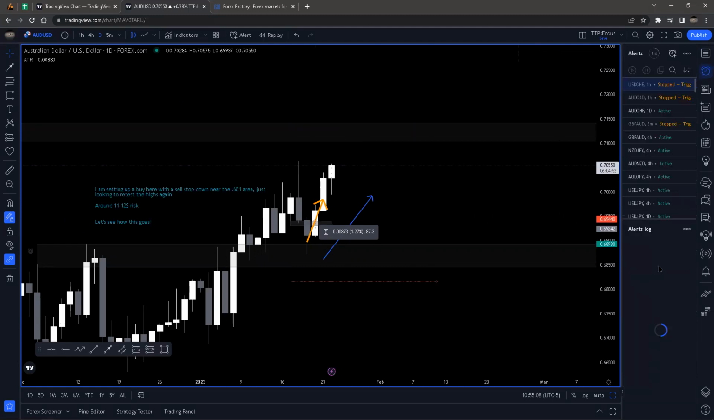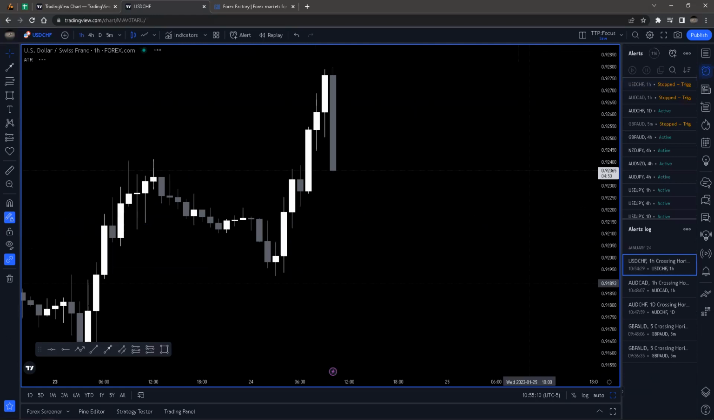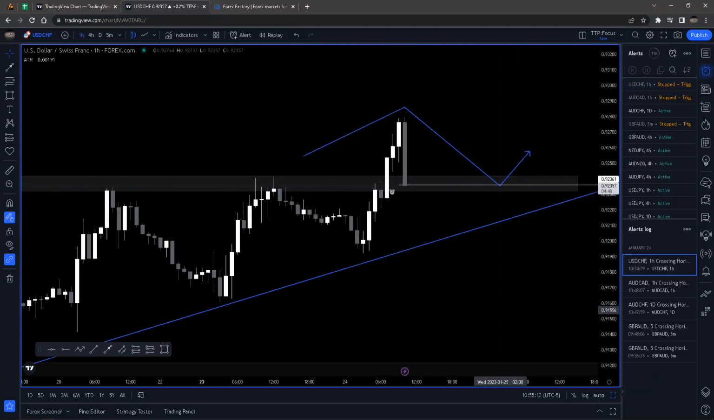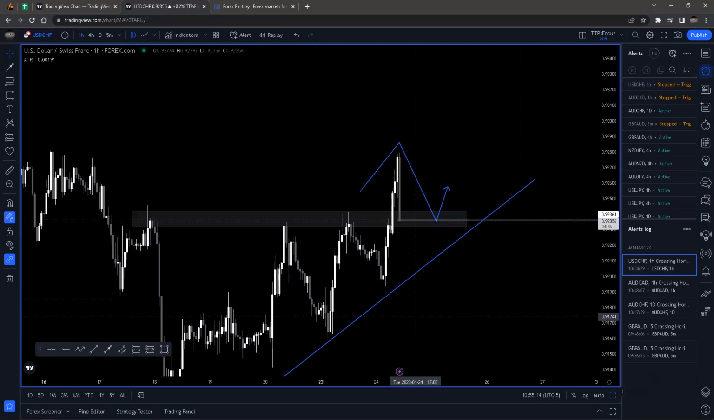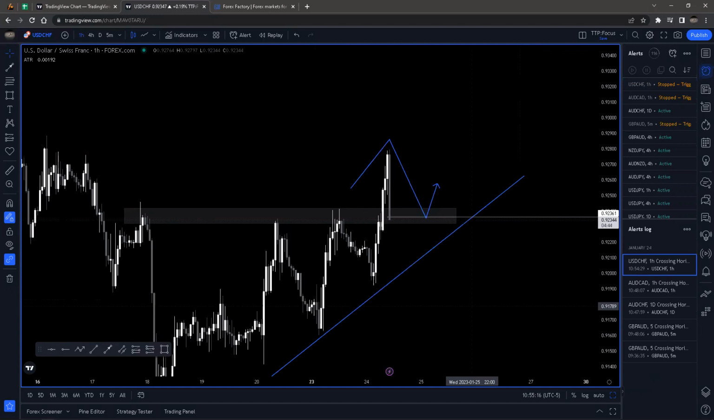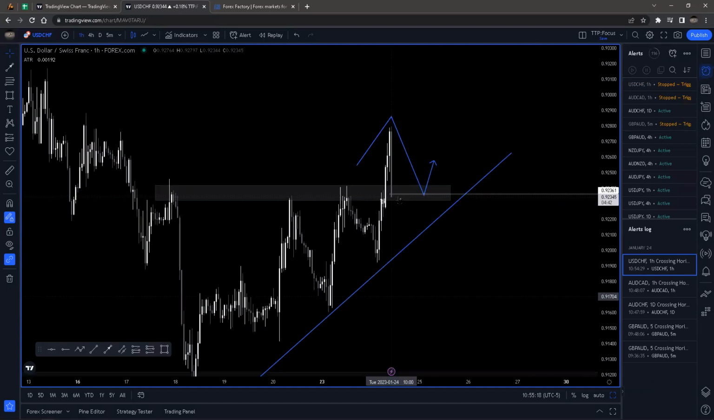What are we looking at here? USD CHF crossing horizontal line. There we go. So I was waiting for price, if it's going to continue its uptrend, here's an area that it could potentially bounce from. The only downside is this really bearish candle that's coming into this level. That's a lot of bearish pressure right there.